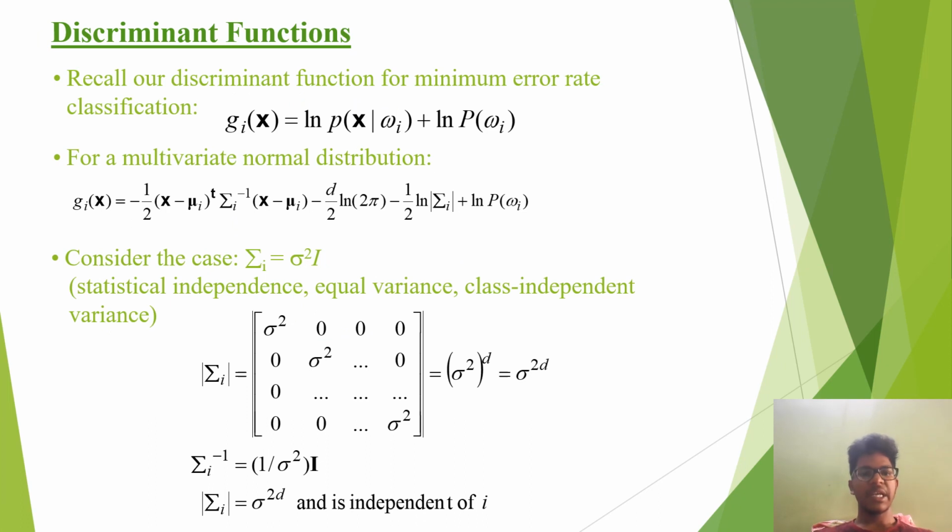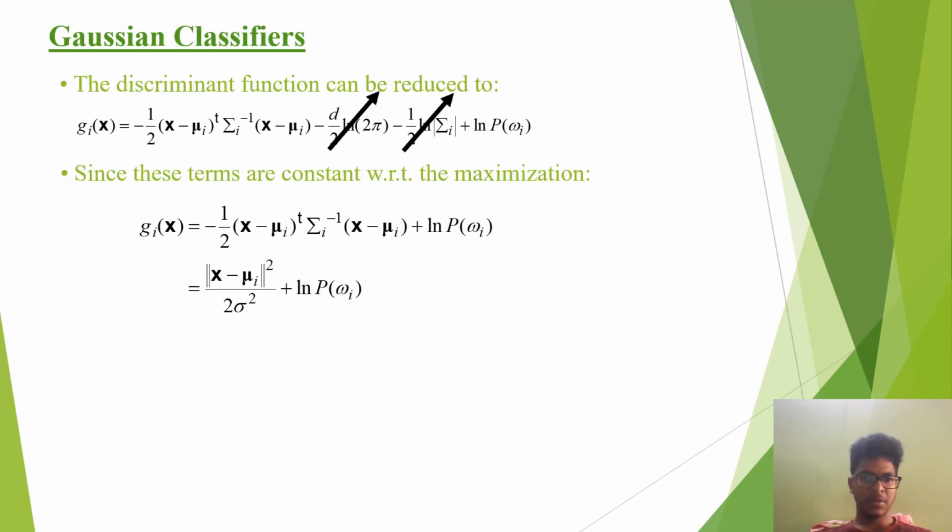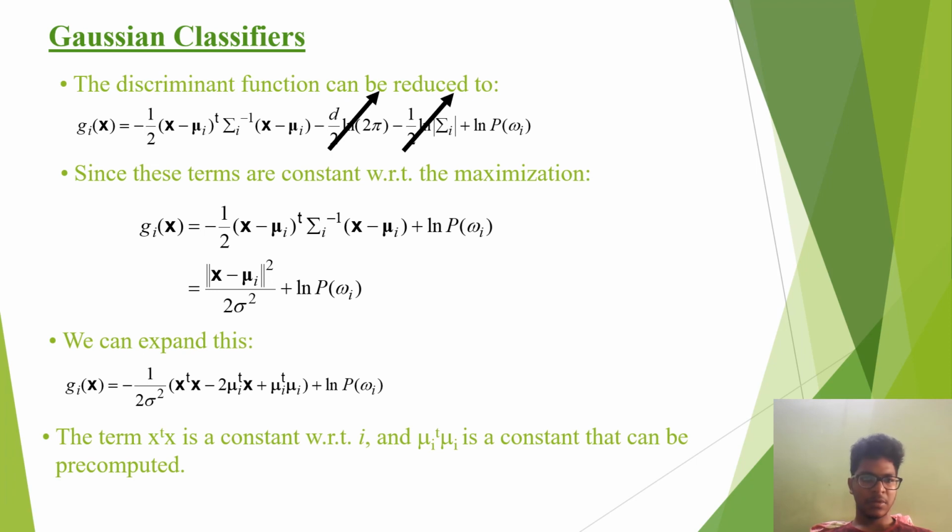Discriminant functions. Recall the discriminant function for minimum error rate classification. For the multivariate normal distribution, consider the case of statistical independence, or equal variance, class-independent variance. Gaussian classifier. The discriminant function can be reduced to the following, since these terms are constant with respect to the maximization. We can expand this: the term x dash x is constant with respect to i, and mu i is a constant that can be pre-computed.